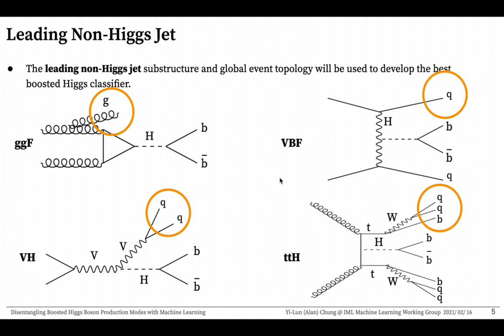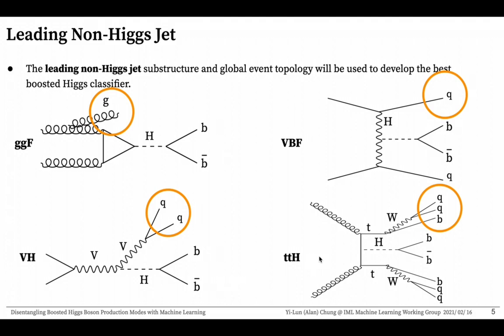For vector boson fusion, a quark from each of the protons emits gauge bosons. Gauge bosons annihilate into a Higgs boson, which further decays to b bbar. In this final state, you have 2 light quarks with 2 b jets. For vector boson-associated Higgs production, the vector boson radiates the Higgs boson, which decays to b bbar, and the vector boson itself can decay to 2 light quarks. The final state will be 2 quarks with 2 b jets.